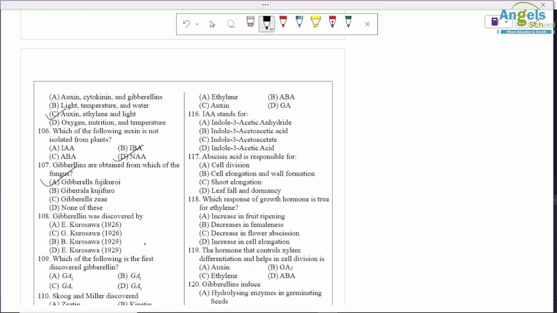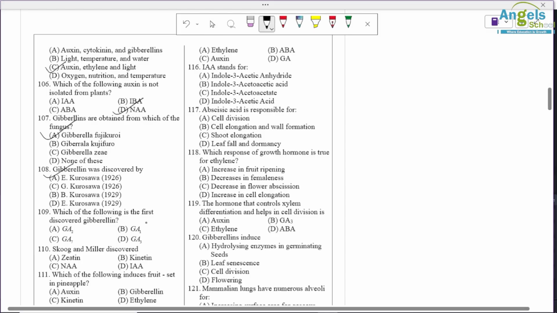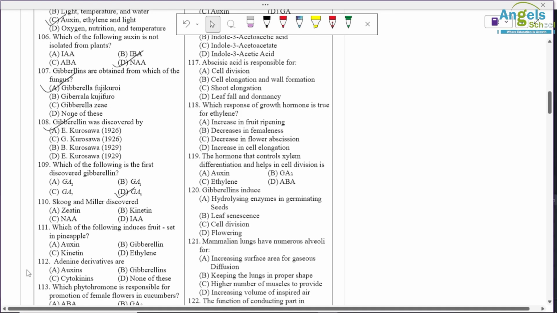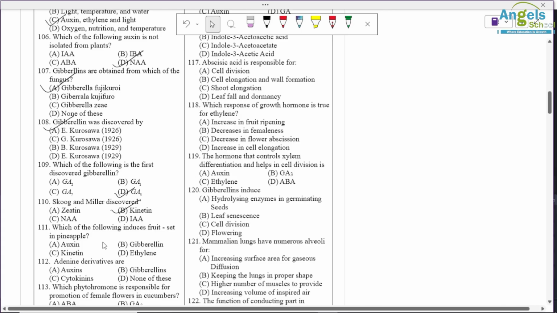Gibberellin was discovered by, so it is discovered by E. Kurosawa in 1926. Which of the following is the first discovered gibberellin? Okay, so the first discovered gibberellin is GA3. Skoog and Miller discovered. So Skoog and Miller discovered kinetin, a cytokinin. So here the correct option is B.